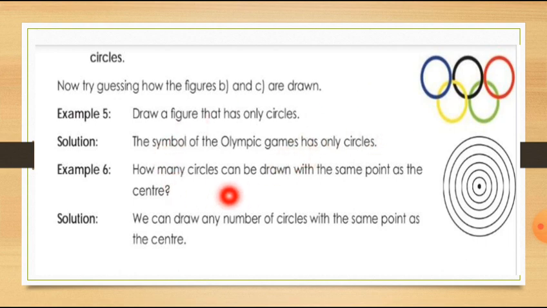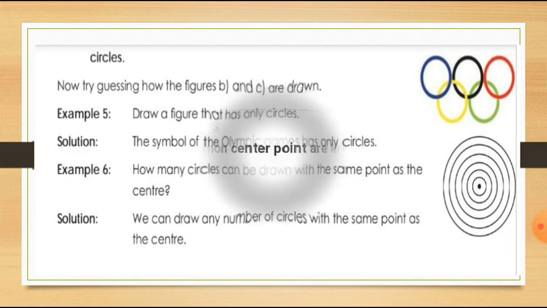And then, how many circles can be drawn with the same point as the center? Look, here it is 1, 2, 3, 4, 5, 6. Is it only 6 we can draw? No, we can draw many circles, isn't it? Okay, children? So, we can draw any number of circles with the same point as the center. Everyone can try this.